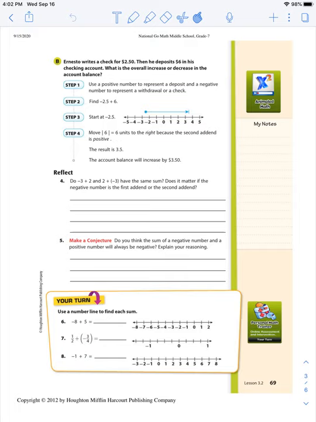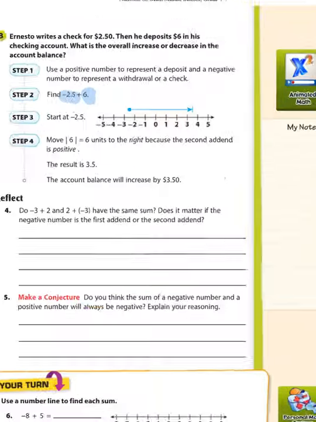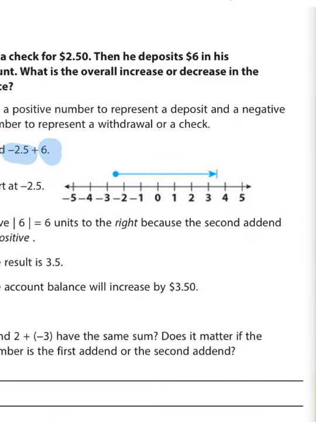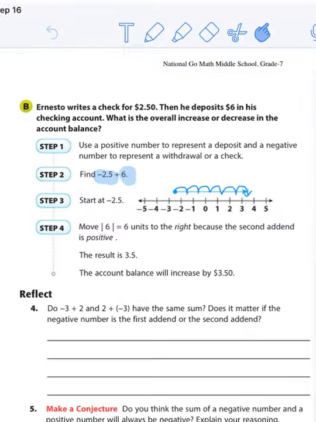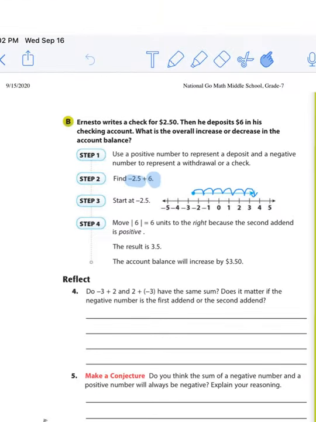So we have negative 2.5 because that was the check, that was what was withdrawn, and then positive 6 because that's what was added. So we're going to start at negative 2.5, and then when we add 6, we're going to move to the halves between each number. So we're going to move 1, notice I'm between negative 1 and negative 2, 2, I'm between 0 and negative 1, 3, 4, 5, 6. So the answer is $3.50.